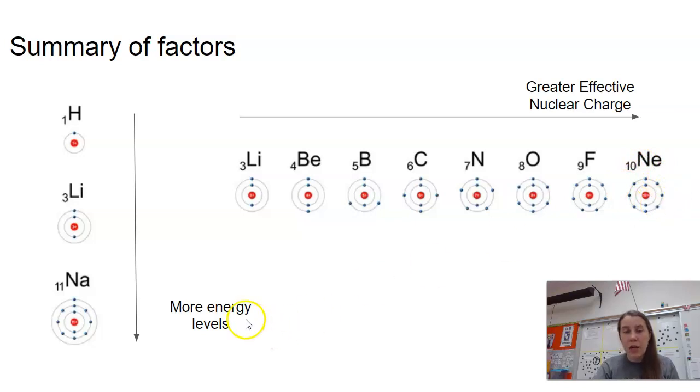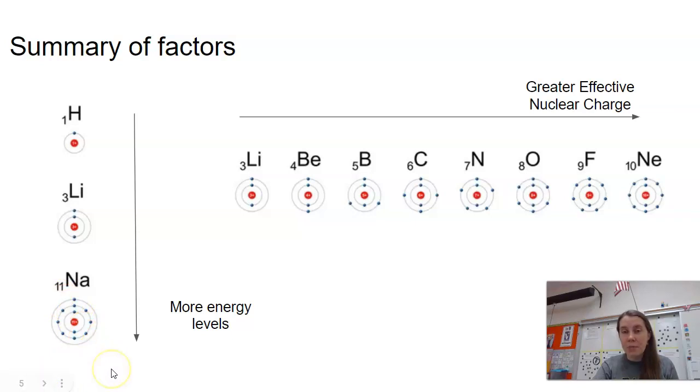Okay, the other factor is the number of energy levels. So as we increase the number of energy levels, we're increasing the distance between those outside electrons and the nucleus, all right, which means the attraction will go down. So more energy levels means a larger radius. It means a lower ionization energy because it gets easier to pull those off as they get further from the positive charge in the nucleus, and it means a smaller electronegativity.